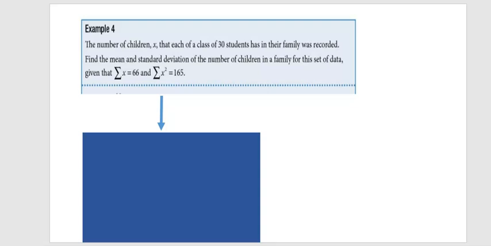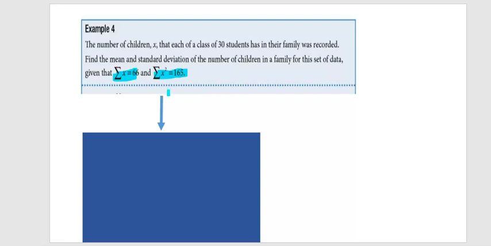Example 4. The number of children, x, that each of a class of 30 students has in their family was recorded. Find the mean and the standard deviation of the number of children in a family for this set of data. Again, we are given the summations. You work with what is given: summation of x is 66, summation of x squared is 165.